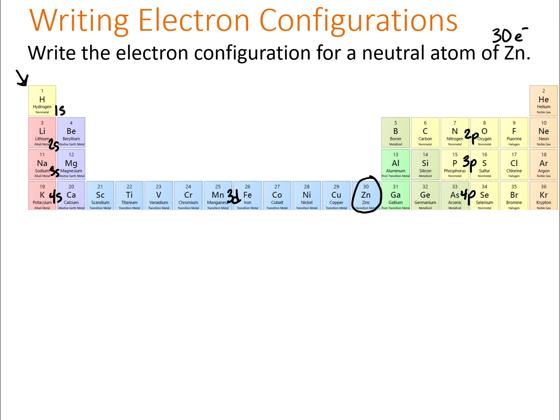Starting with n equals 1, we've got the 1s, and it's got 2 electrons in it. That superscript tells you number of electrons. When you total up all of the superscripts in your electron configuration, that should equal the number of electrons that you're looking for. So we're starting with 2.